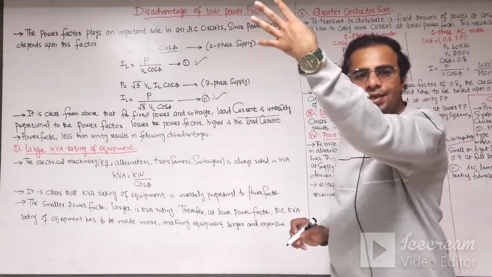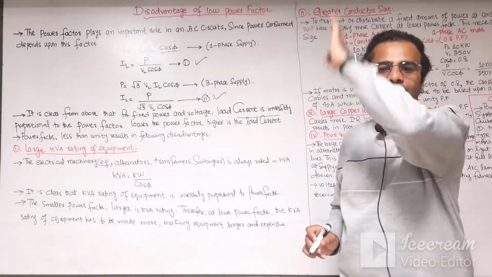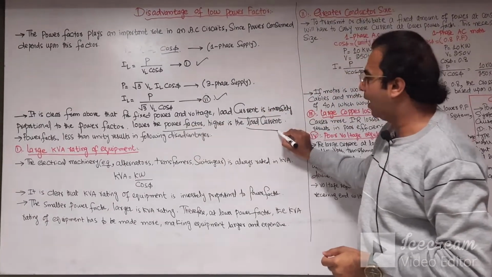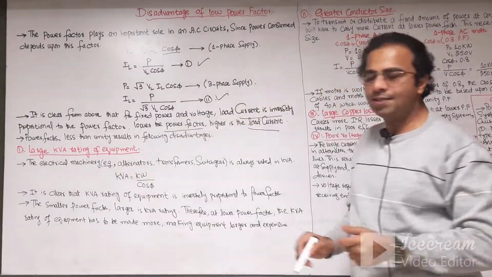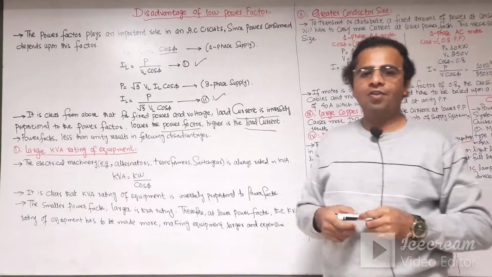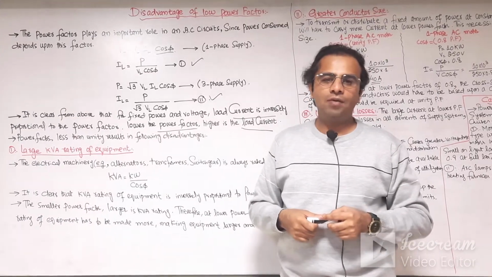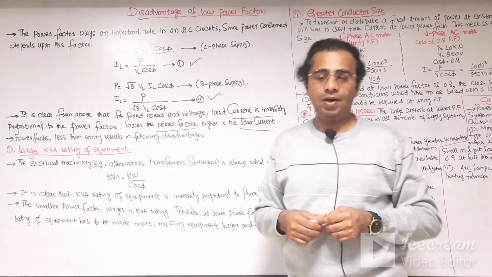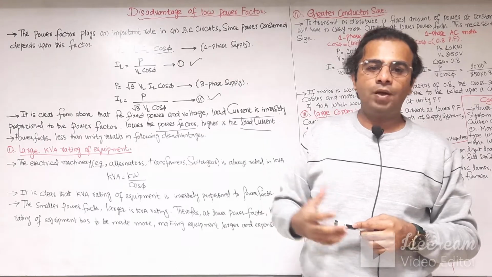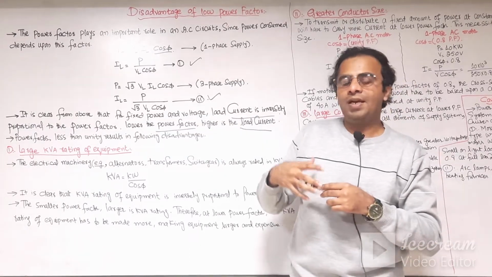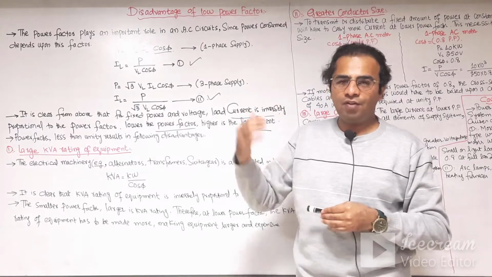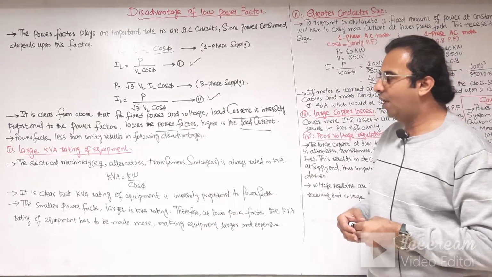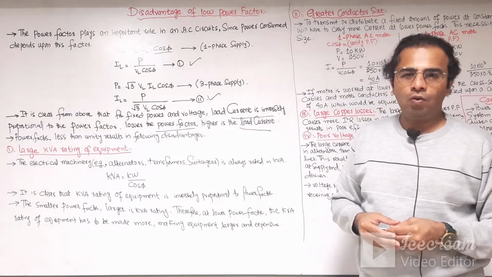So if the current is greater, the power factor is lower, and if the power factor is higher, then the current will be lower. So lower the power factor, higher the load current, and the power factor is less than unity because of the following disadvantages. In electrical engineering, our main motive is to maintain the power factor close to unity. But if the power factor is not unity and is lagging, there are the following disadvantages of the lower power factor.